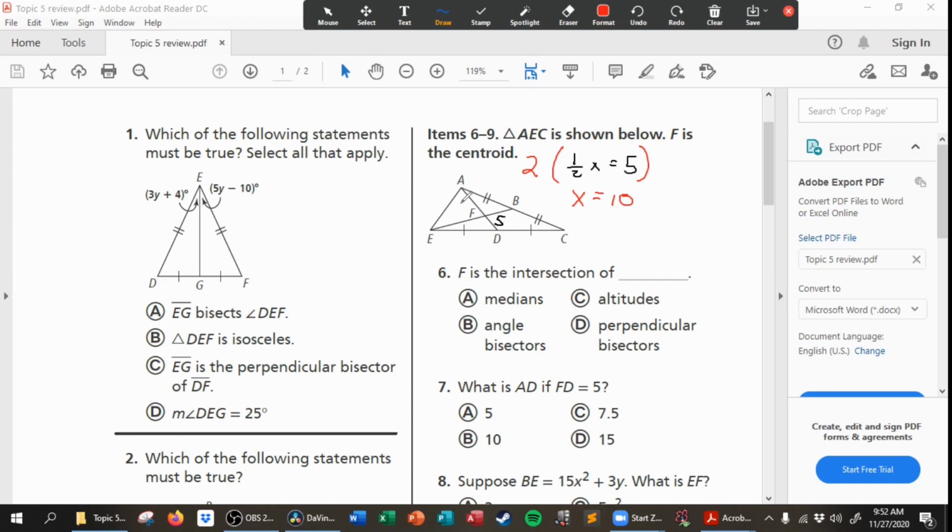So now I know AF is 10, but let me double check my question. I want to know what is AD. That's the whole line from A all the way to D. 10 plus 5 is 15.